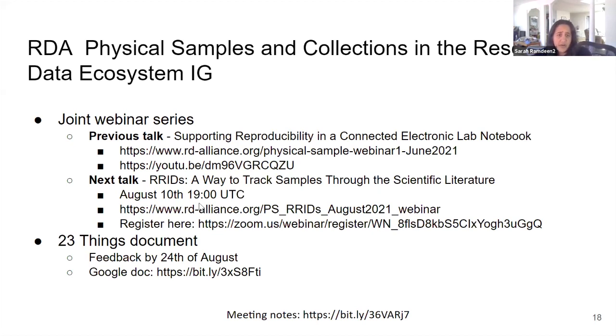In addition to the webinar series, the interest group is working on what's called the 23 Things document. For those of you who are not aware, a previous outcome that's very popular from RDA is a document called 23 Things for Research Libraries, I think it is, or Data Management. And it's just a list of different resources within a specific narrowed focus is the style of the document. And so they're working on a document with 23 things that are relevant for physical samples.